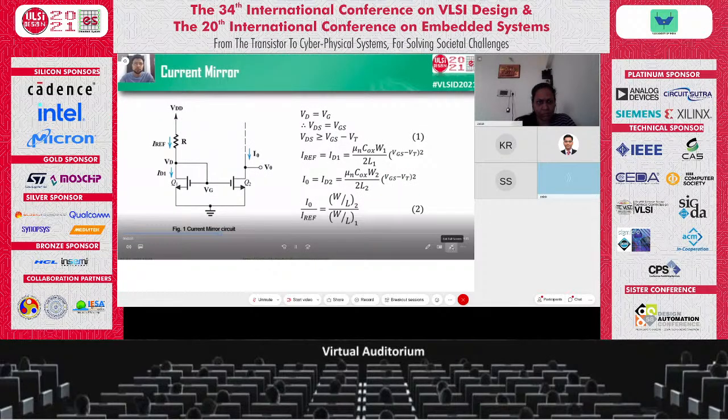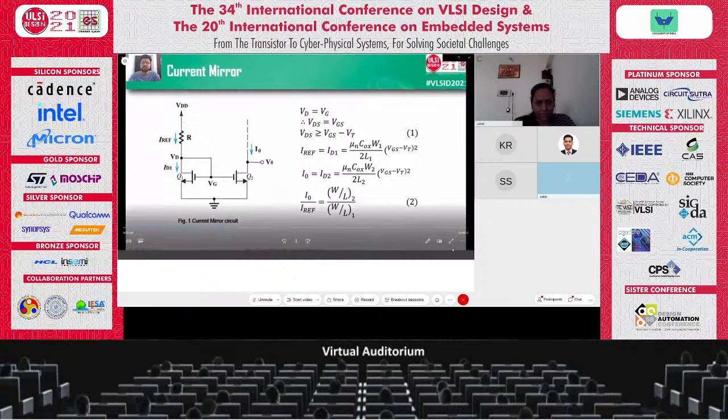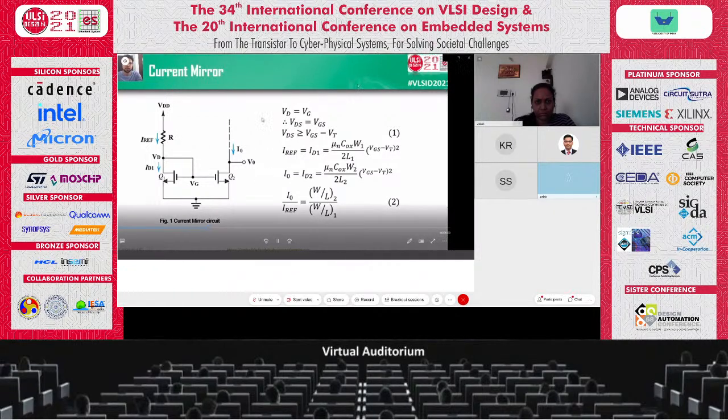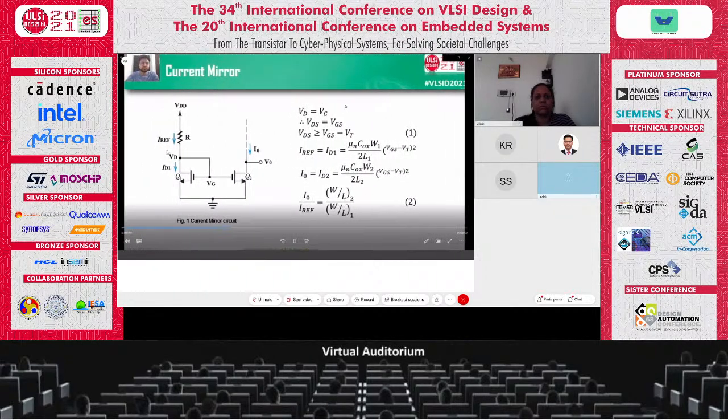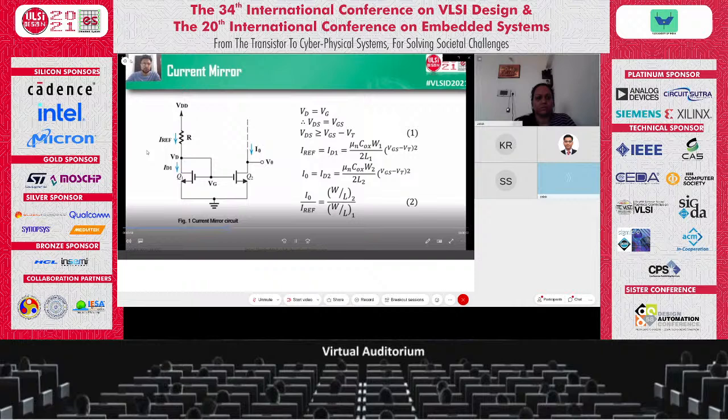So the current mirror concept is basically used for the implementation of the internal structure of the current differencing buffered amplifier. The current mirror concept says that the output current should be the mirror image of the input current. As shown in figure 1, where I naught is the output current and I reference is the input current, we can see that the drain terminal D and the gate terminal are shorted. That means VD is equal to VG.